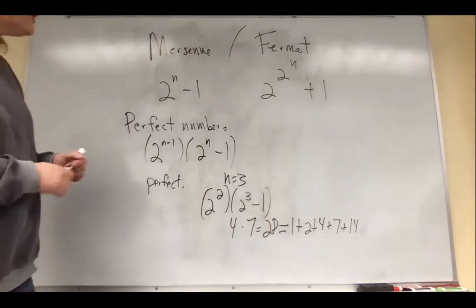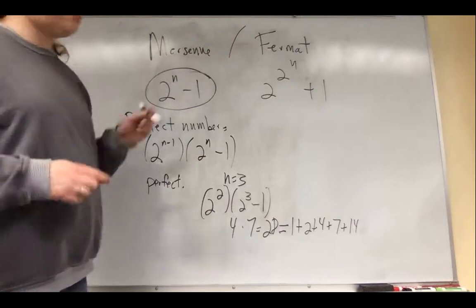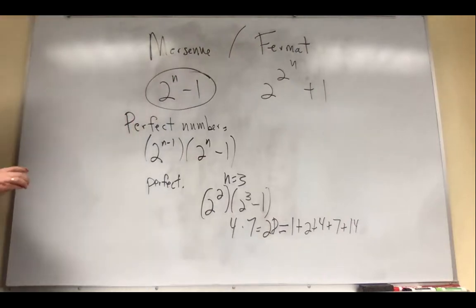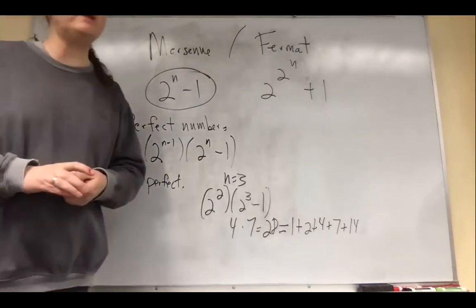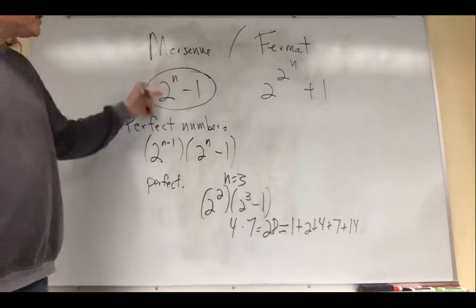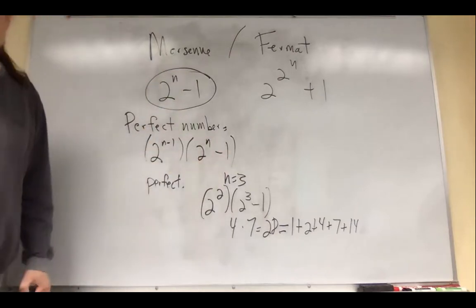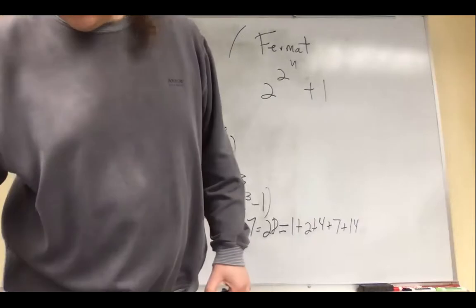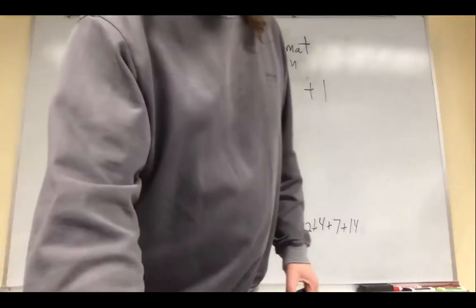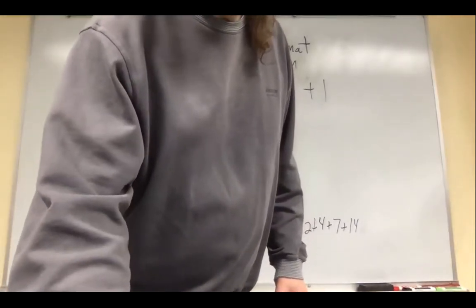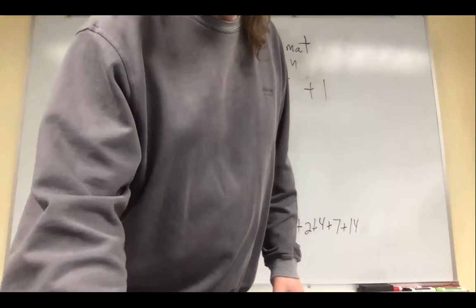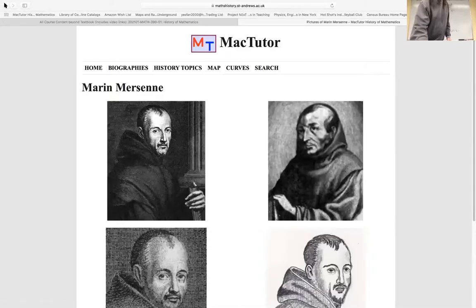So that's what Mersenne was exploring: when is this number prime? Whenever this number is prime, then this number is perfect in that meaning. All right, great. Let's go back. So there was Mersenne. Ta-da.